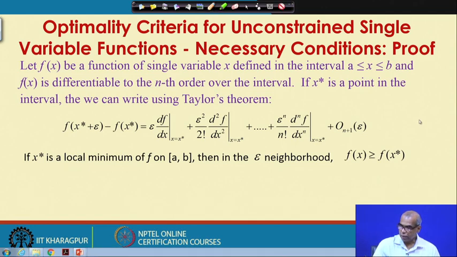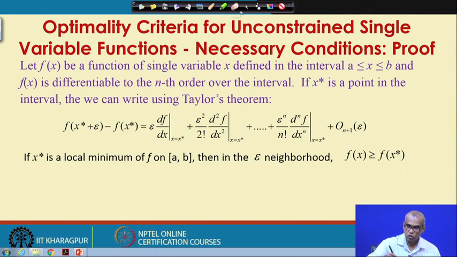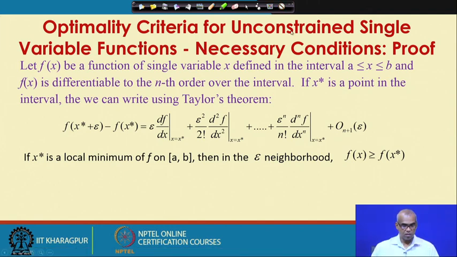So, if x star represents a minimum, then around it, if I consider a region, then the function value of f at x star will be minimum. So, we can write the function value of f at any other point x is greater or equal to f(x star). So, this has to be satisfied if x star is the local minimum.